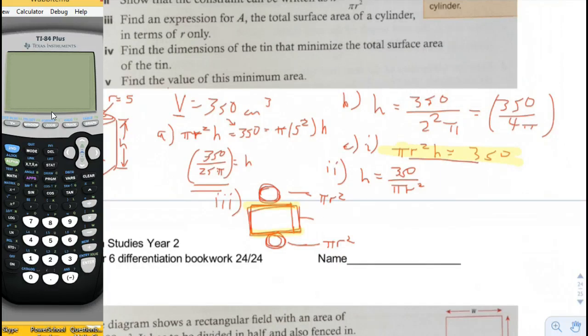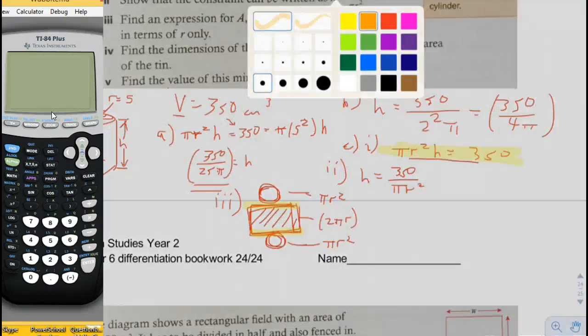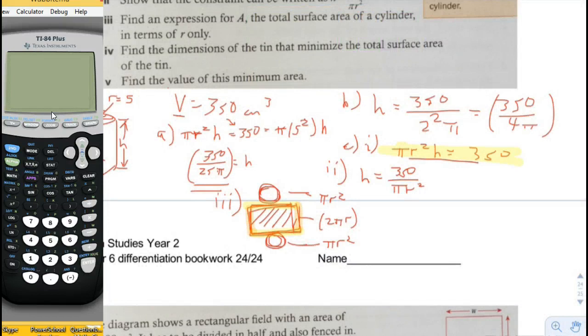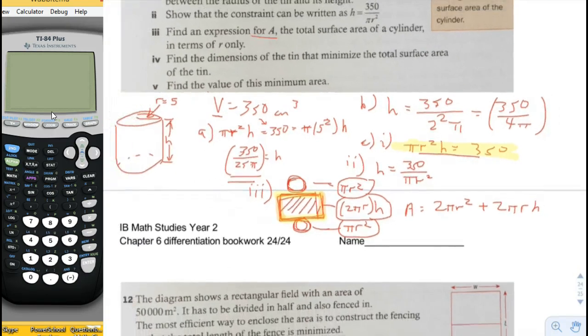Now these lengths here are equal to the circumference of the top and the circumference of the bottom. Well, you might not remember that the circumference of a circle is 2 pi r. So the area of this part is 2 pi r, which is the yellow line here, and then the height, which we'll draw in orange, is h. So these are the 3 quantities you have to add together to get the total area. The total area is equal to 2 pi r squared plus 2 pi r h. Okay, and that is the expression for A.